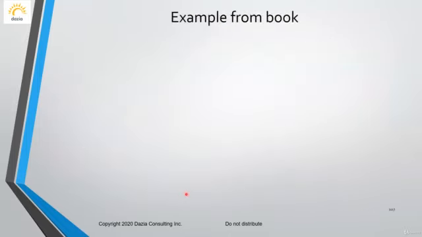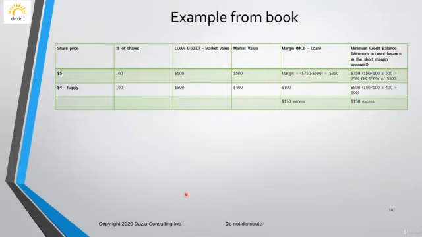Let's take a look at the example from the book. In the book, in the CSC, they're saying $5 is the share price, 100 shares. So 5 times 100 equals, of course, 500. And that is your loan amount that you're getting. You're going to take the shares on day one and sell it in the market, and $500 is deposited to the margin account.